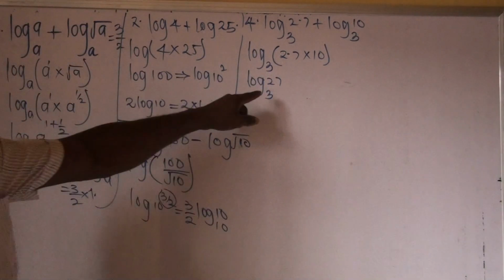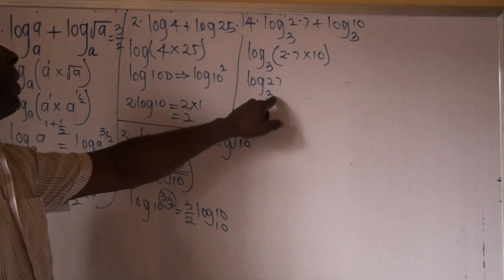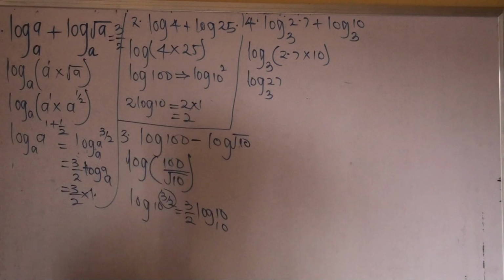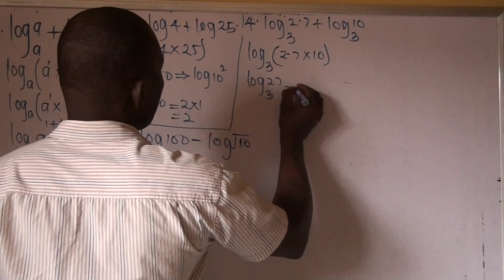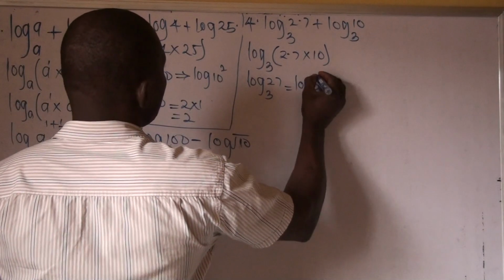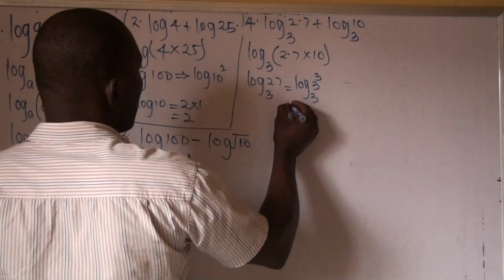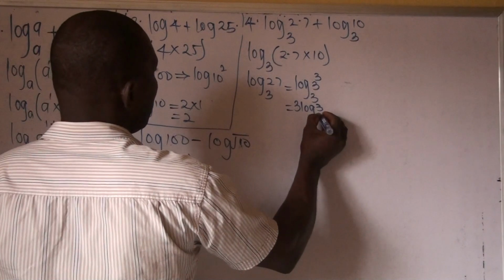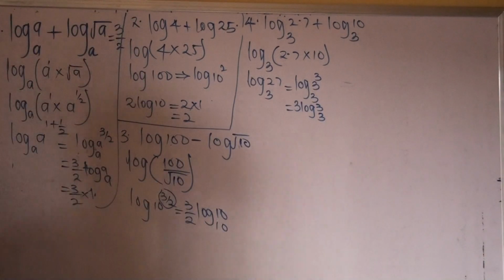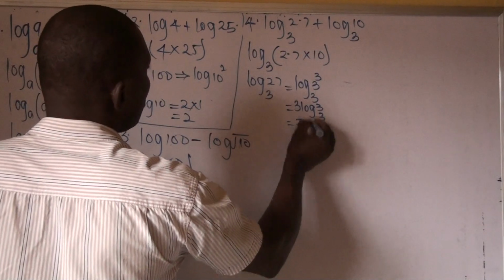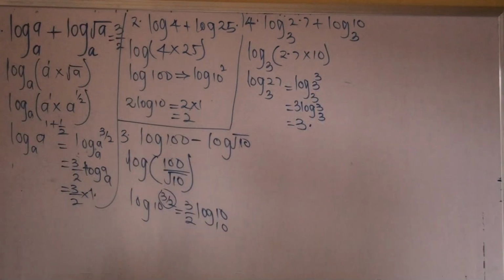And this 27 has a relationship with 3. How many times do we need to raise 3 to give us 27? That's the simple definition. So this becomes log base 3 of 3 raised to power 3. We bring the 3 back, and this becomes 3 log 3 base 3. We know log 3 base 3 is 1, and 3 times 1 is 3. So the answer is 3.